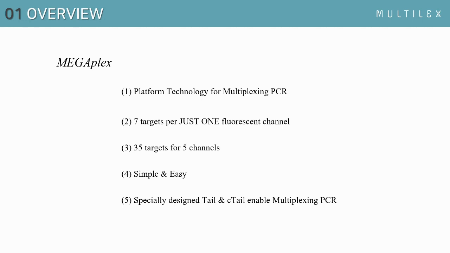The fourth, the Megaplex system uses a pair of the tail and C-tail. What are they? Please wait a while. I will explain later what they are. The fifth, I proudly can say that among the existing multiplexing technologies, the Megaplex system is the simplest and easiest. So from now on, let me introduce the Megaplex system in earnest.